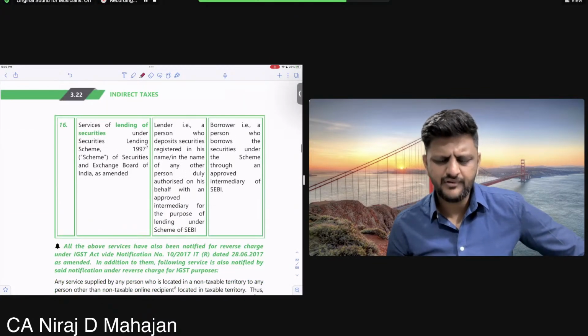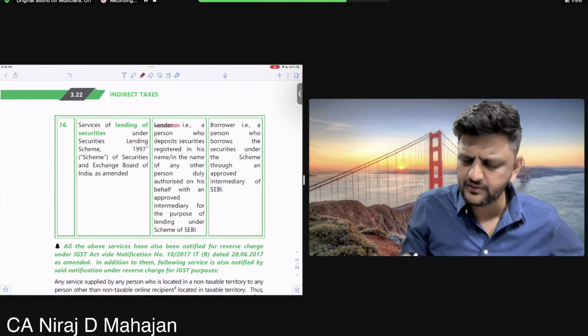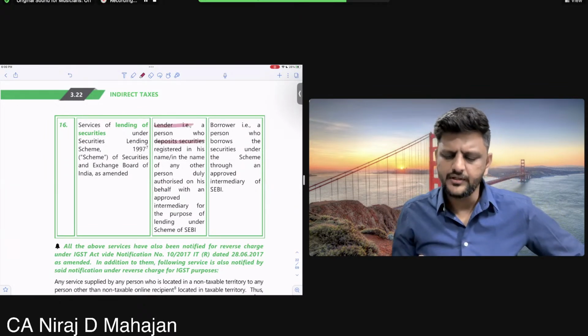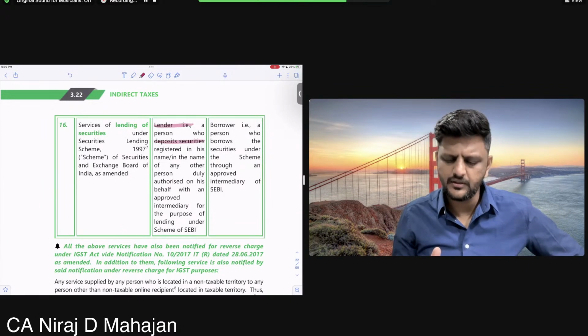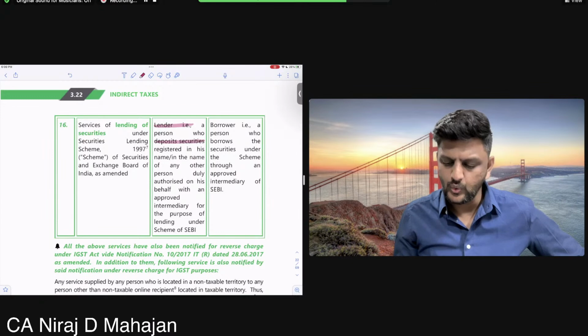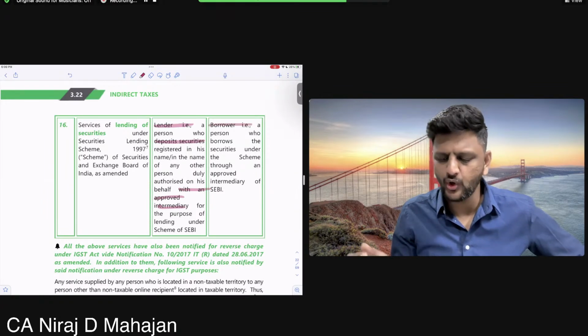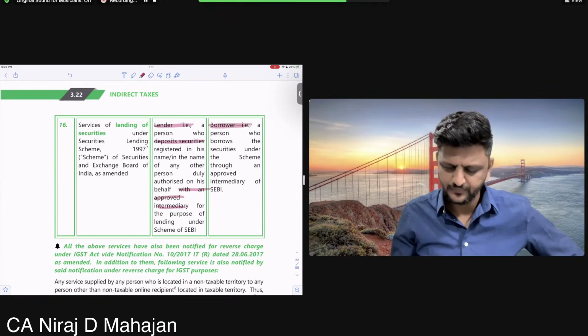And services of lending of securities under securities lending scheme of SEBI. So who is the service provider? Lender. That is the person who deposits securities registered in his name, or in the name of any other person duly authorized on his behalf, with an approved intermediary for the purpose of lending under the scheme of SEBI. And the service recipient, the borrower, is going to pay the RCM. Okay?